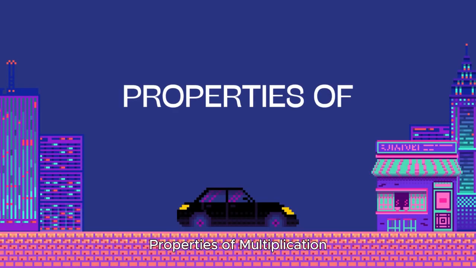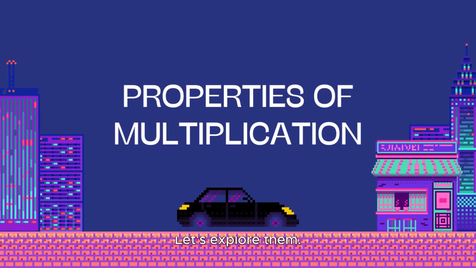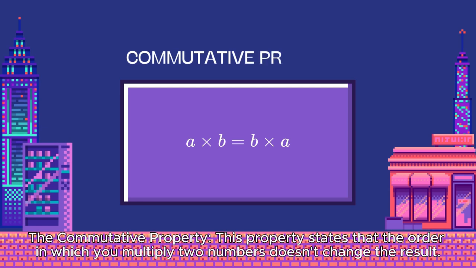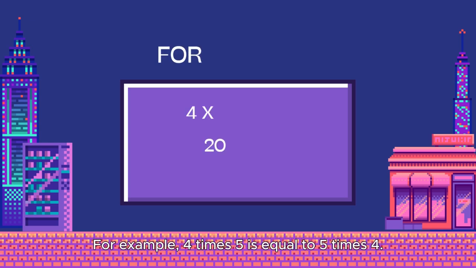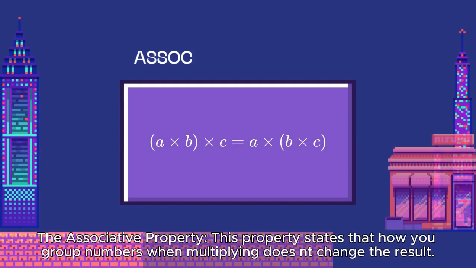Properties of multiplication. Multiplication has some important properties that make it really useful. Let's explore them. The commutative property. This property states that the order in which you multiply two numbers doesn't change the result. For example, 4 times 5 is equal to 5 times 4. So 4 times 5 is the same as 5 times 4. Both equal 20.